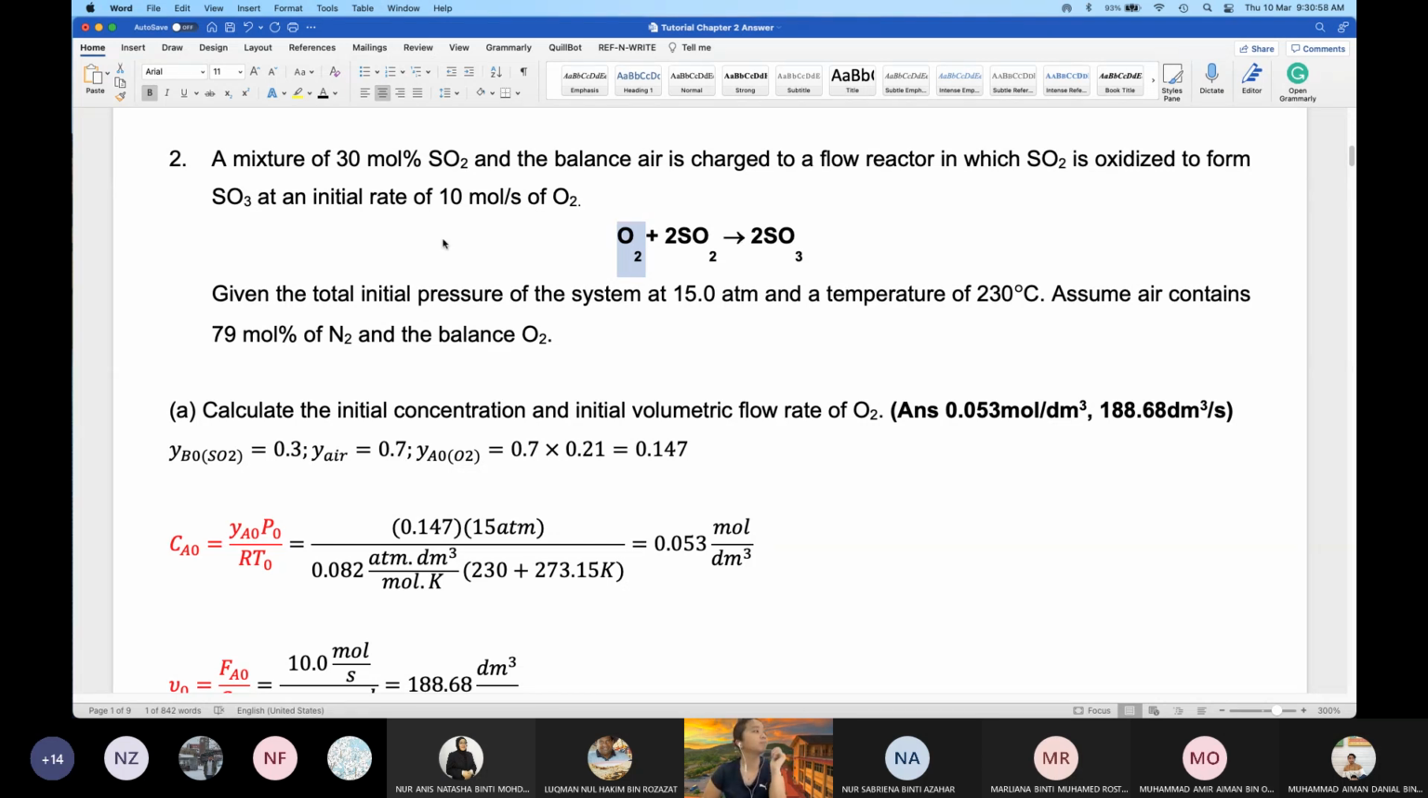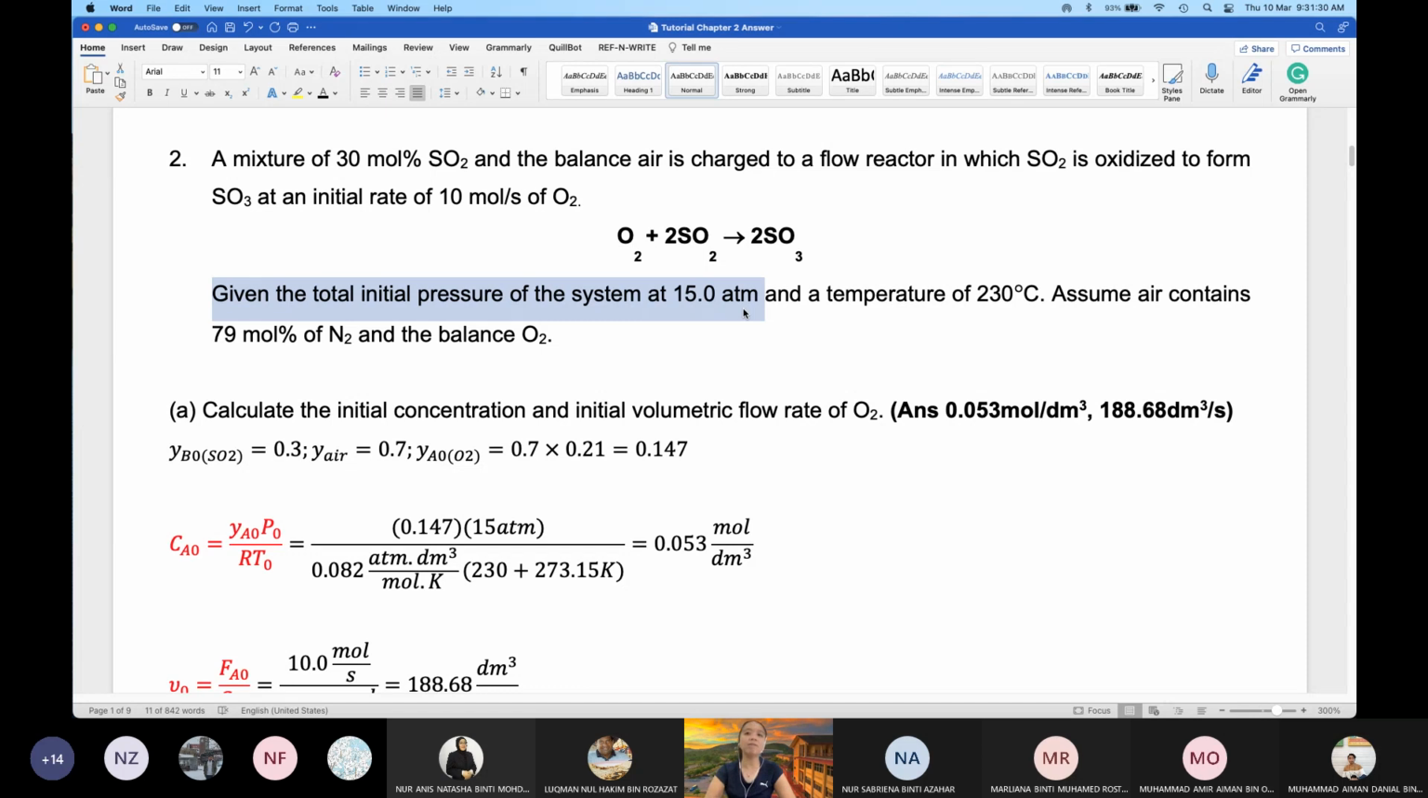So therefore, this 10 mole per second of O2 is actually your FA0. Okay, sebab oxygen gas adalah A kita, so it becomes FA0 equals 10 mole per second. Okay, so now the question says, again, given the total initial pressure of the system as 15 atm. So again, dia kata initially total pressure system saya 15 atm.